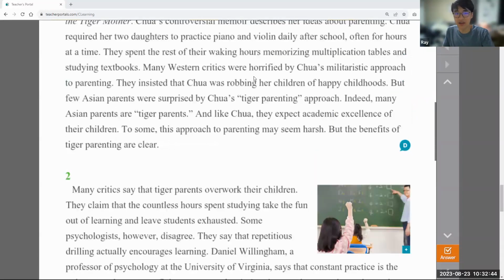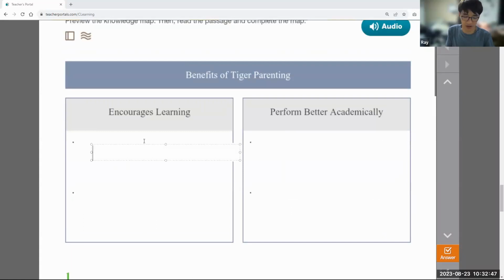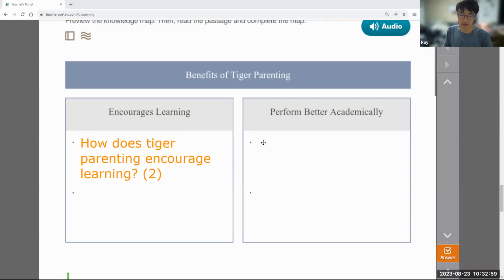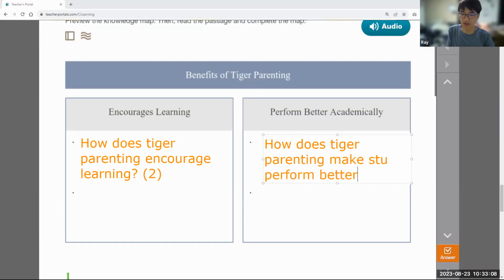You basically just say, once we have our WH questions, let's say here, how does tiger parenting encourage learning? And then I'll say, there are 2 answers for this question. And then, how does tiger parenting make students perform better academically? Again, we have 2 answers. Give them some time. They're going to need some time to read through, to answer the questions, and find the sentence that answers the question.